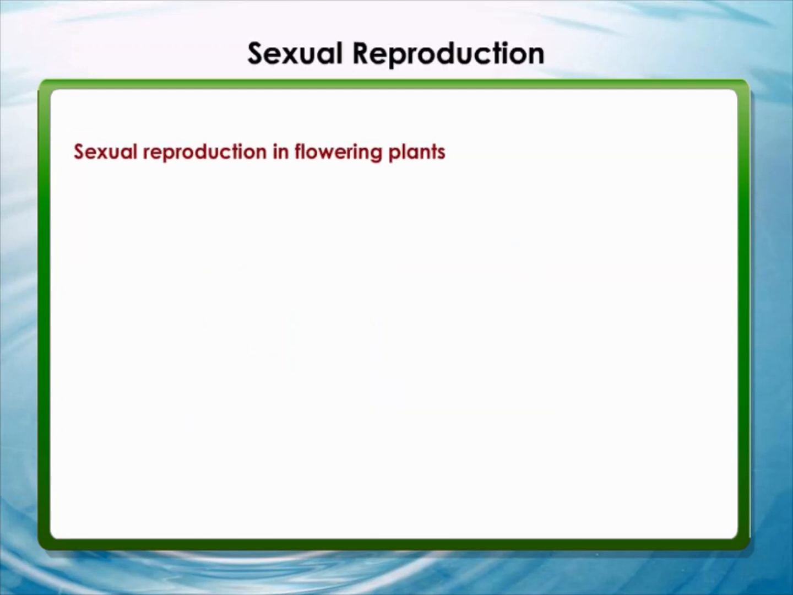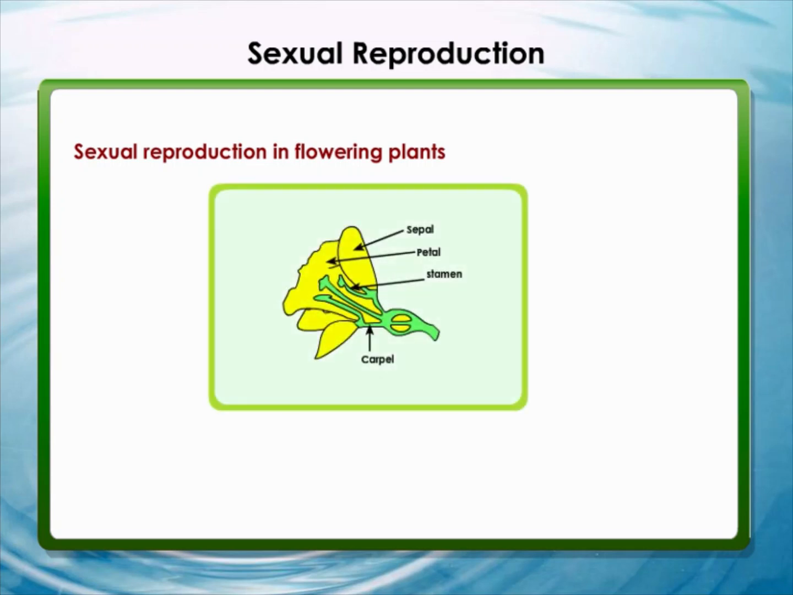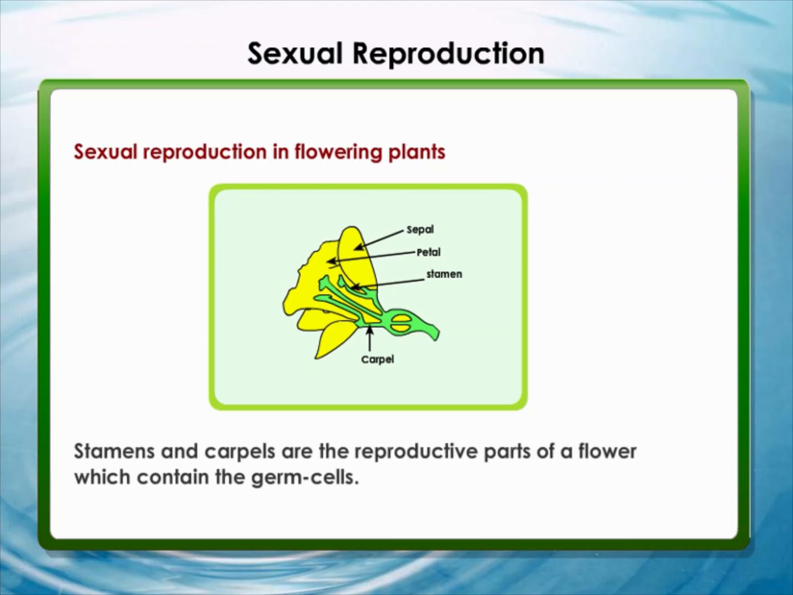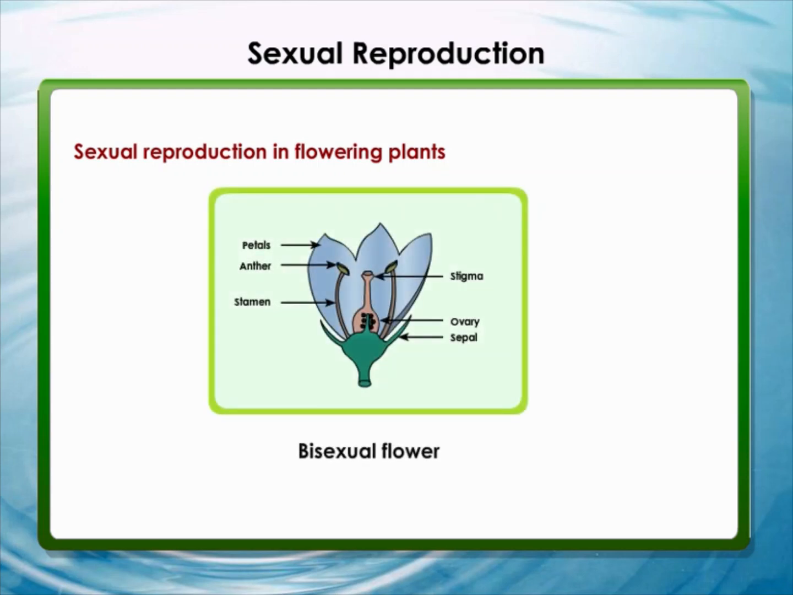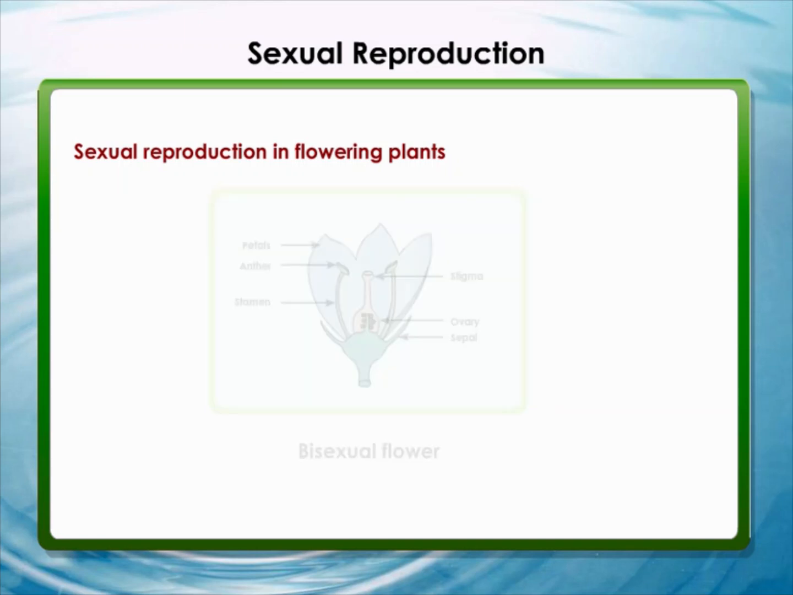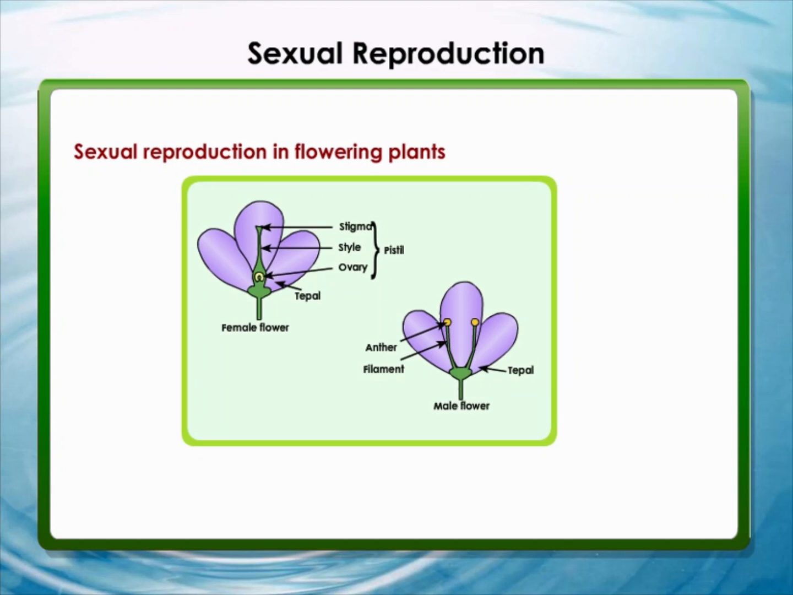Sexual reproduction in flowering plants. The reproductive parts of the angiosperms are located in the flower. Stamens and carpels are the reproductive parts of a flower which contain the germ cells. The flower may be unisexual, such as papaya and watermelon, when it contains either stamens or carpels, or bisexual, such as hibiscus and mustard, when it contains both stamens and carpels.